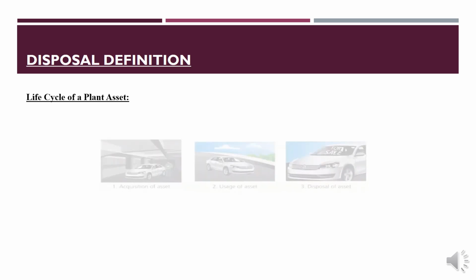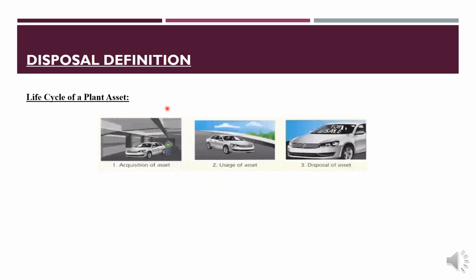The life cycle of a plant asset is: first, the company purchases the plant asset. Here we calculate the cost of the plant asset, which was covered in the first part of chapter 1. After that, we start using the plant asset, and here we have the depreciation expense. After that, we have the disposal of a plant asset.